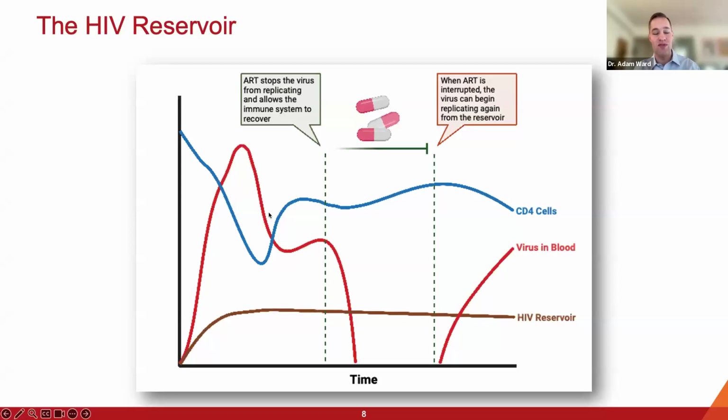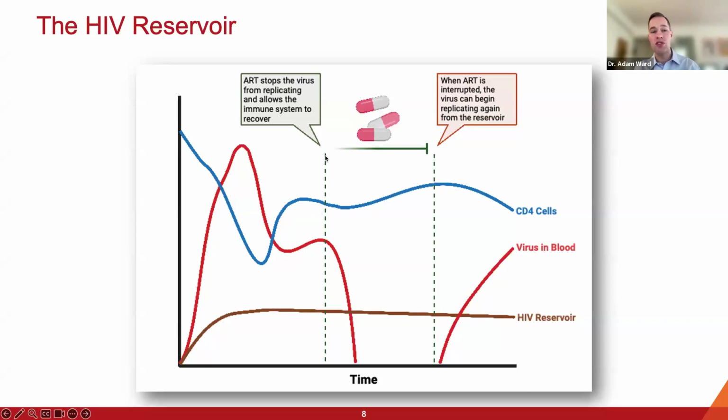Then viral levels gradually decrease and plateau to what we call set point viremia, following the development of an adaptive immune response that partially controls viral replication. And then CD4 cell counts are shown in this blue line. These initially decline, but then recover following partial immune control of viral replication.